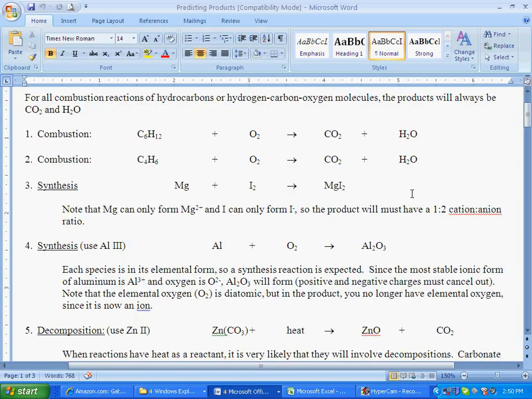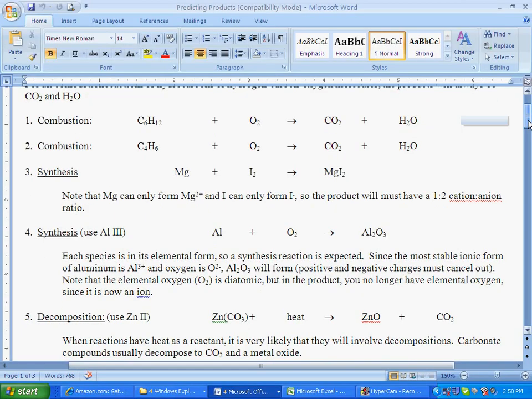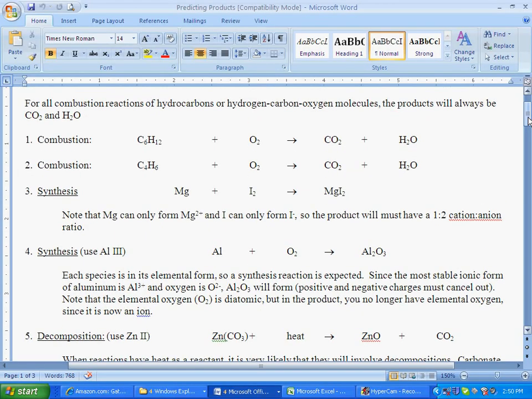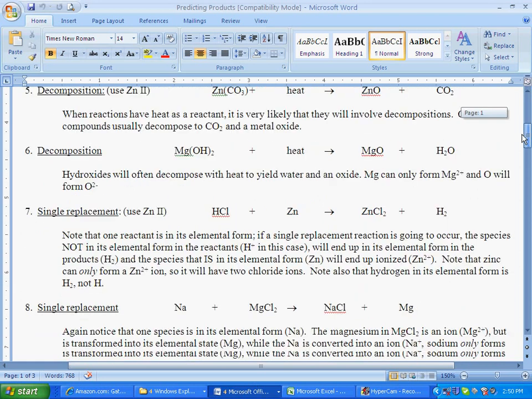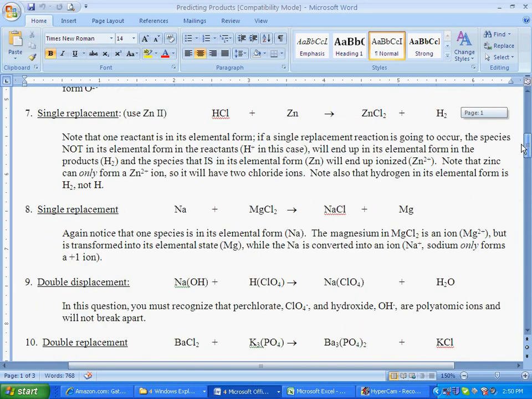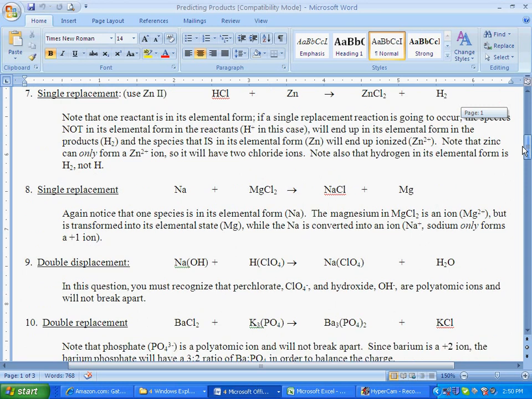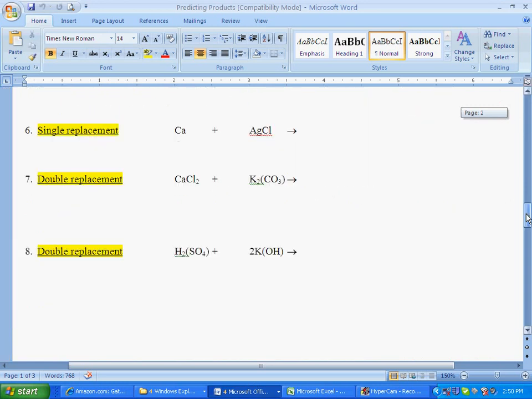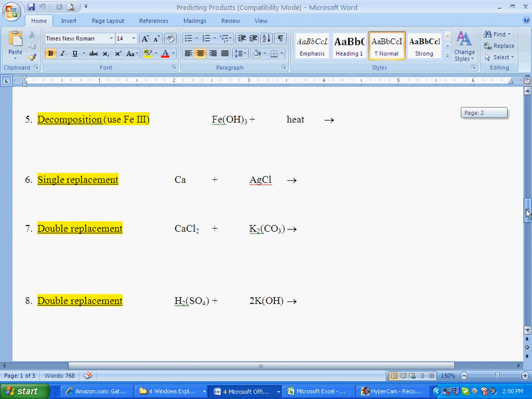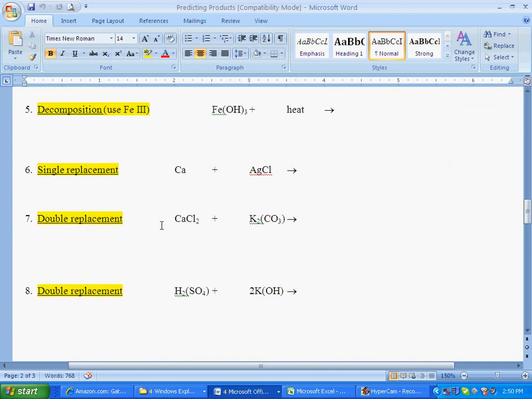All right, predicting products. So first off, you're going to have to know that not all types of reactions switch products. There's only two of them that'll switch, and that's the single and double replacement, sometimes called displacement. Those words are used interchangeably a lot. All right, so let's take a look at one of the examples. We'll look at this single replacement right here, number 6.